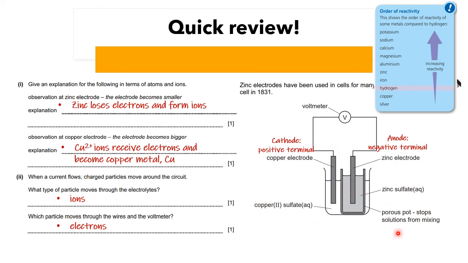Okay, get back to the porous pot. Kat sini tulis stop flow solution from mixing. Tapi the main function of the porous pot selain dia separate the two solution is to allow the movement of ions. Remember, allow the movement of ions. At the same time dia stop solution from mixing.